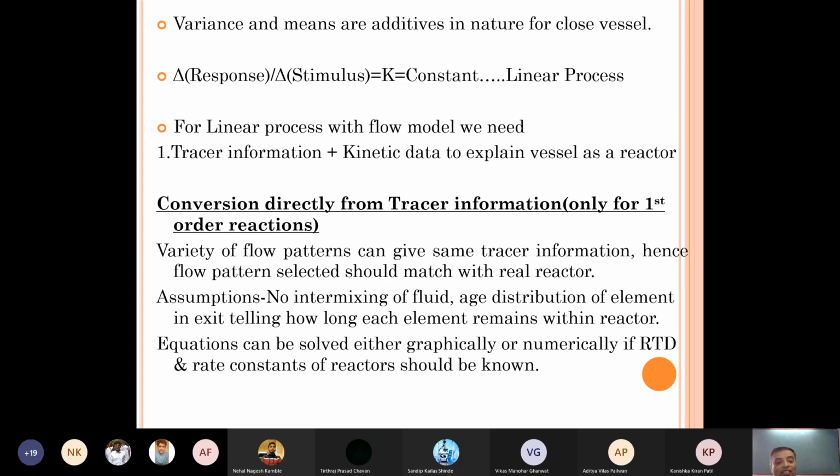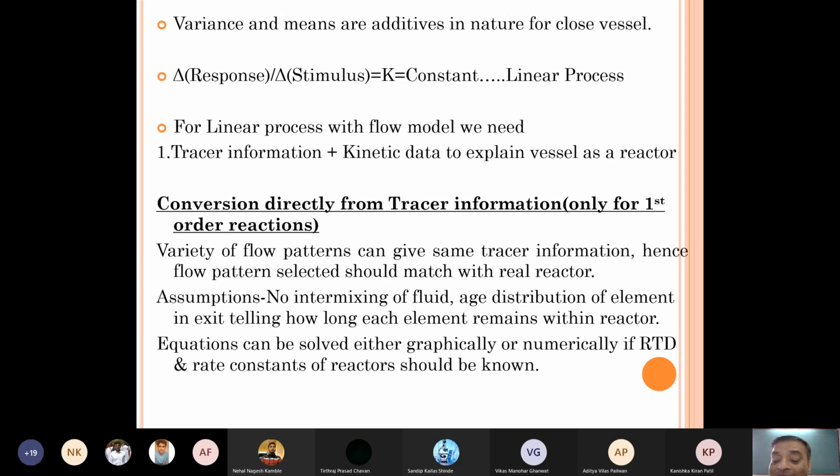Okay. So after all this general topic, I will move to one small derivation. The theoretical part of the derivation I will cover first. So conversion, a very important derivation they are asking in your final examination. So conversion directly from tracer information. So this topic we have to start like this. From tracer information we can find out conversion in the reactor.